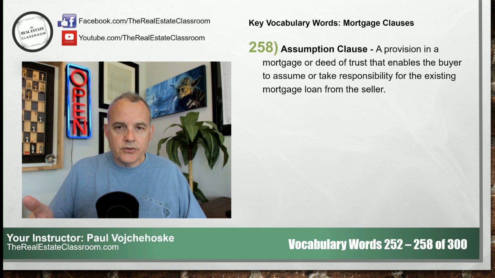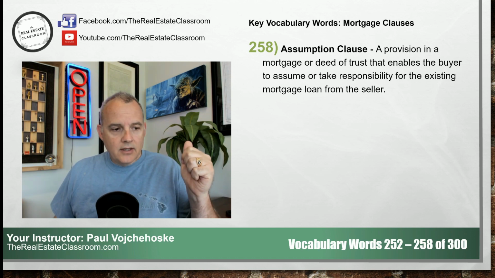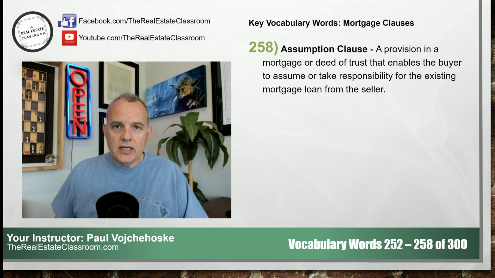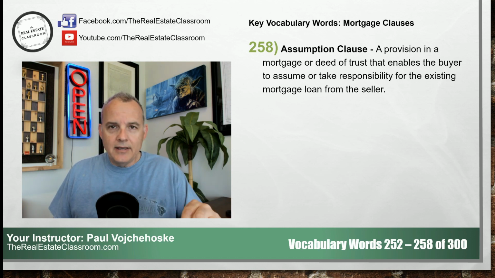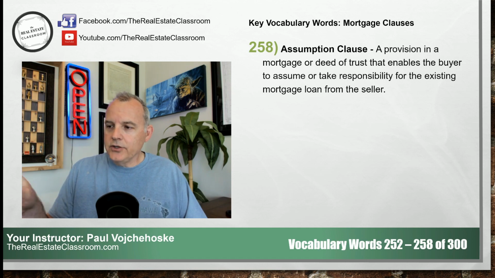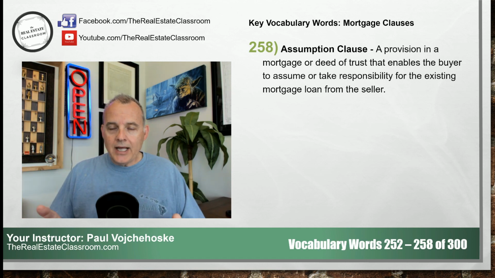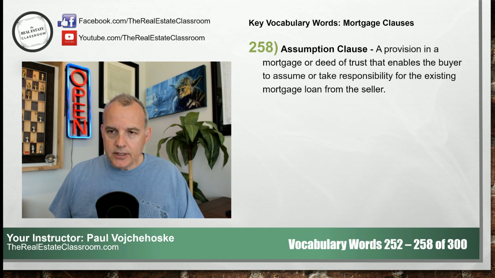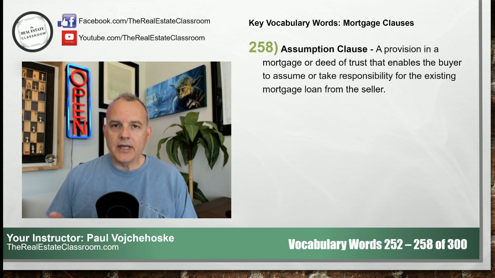Nothing changes. The interest rate doesn't change. The monthly payment doesn't change. The payoff date doesn't change. The only thing that changes is the name. My name is crossed out and the new borrower is put in there. Now, the new borrower has to qualify for the loan, but once they qualify, then they can assume the loan. It's a provision in a deed or mortgage that enables that borrower to assume that loan or take responsibility for that existing loan.